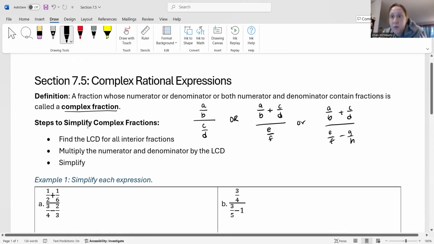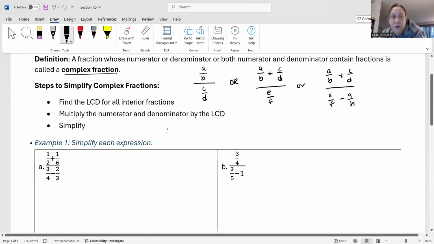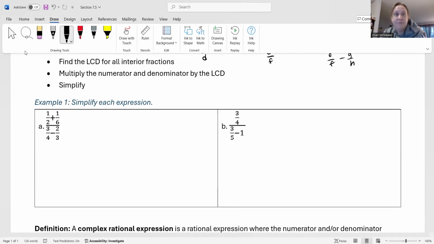Okay, so let's look and see what happens when we have to simplify a complex fraction. For part A, we have 1/2 plus 1/6, all divided by 3/4 minus 2/3. When I say look at the interior fractions, I mean like the 2, the 6, the 4, and the 3. Those are the interior fractions. So we need to find the LCD, and we're going to be considering 2, 6, 4, and 3.